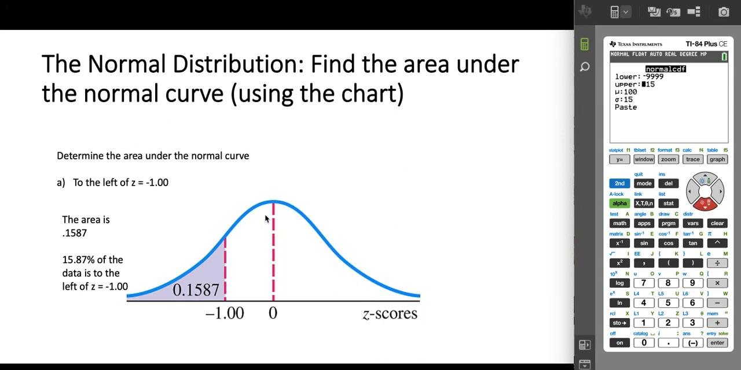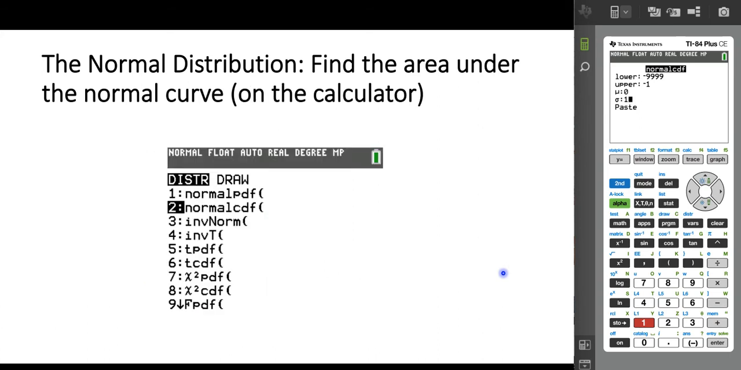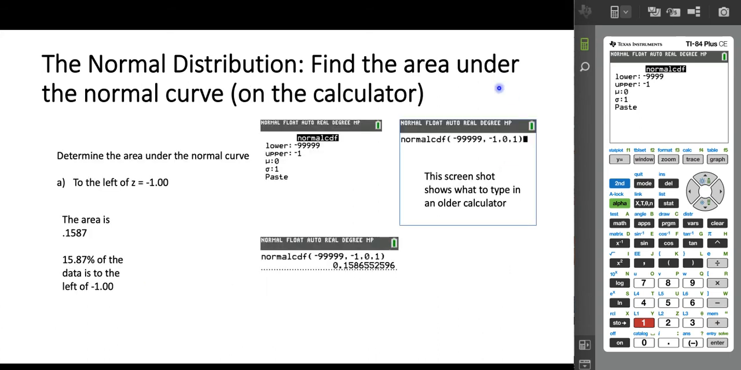The upper value is negative 1. So we're going to put negative 1. That's that z-score. The mean in this case, since this is a standard curve, is 0 and the standard deviation is 1. So I want to go forward in the screencast so you'll see that's where we got these values.